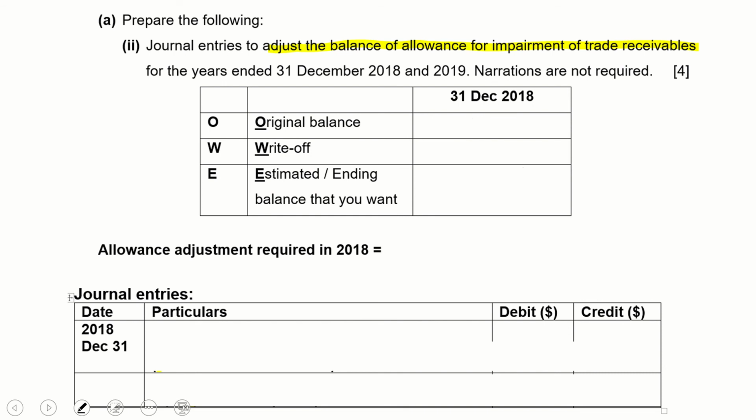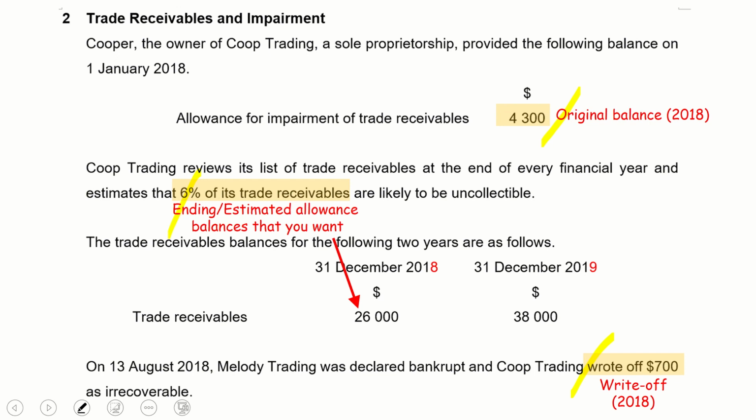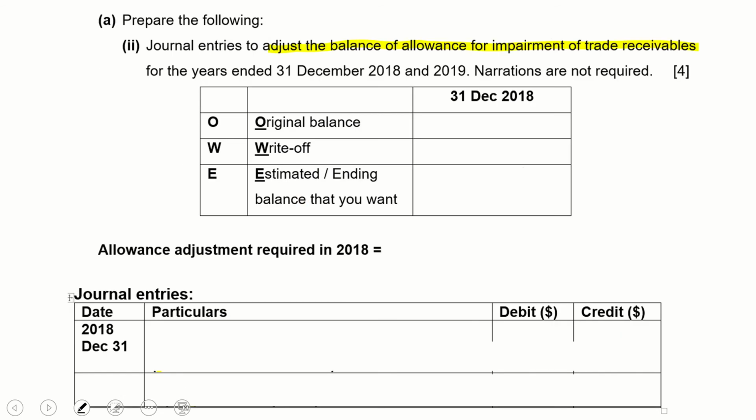In 2018, I also know that I wrote off $700. All right, I wrote off $700 in 2018, and that is what I'm going to show under write-off. Minus away $700. When 4,003, my original balance, deduct away $700, my write-off, I am left with a balance at this point of $3,600.